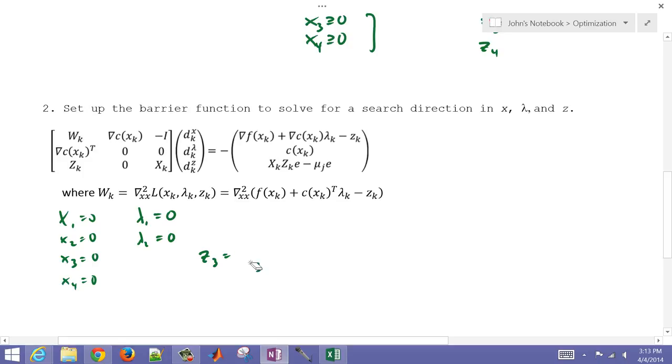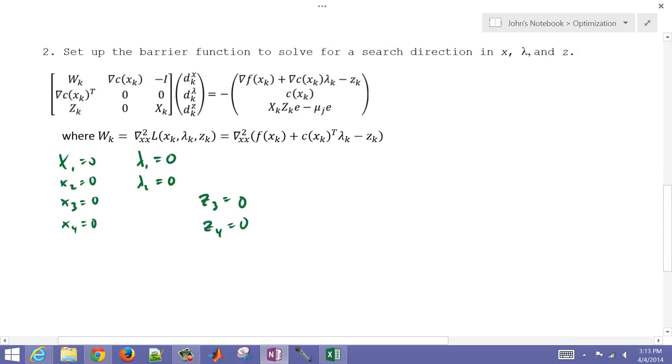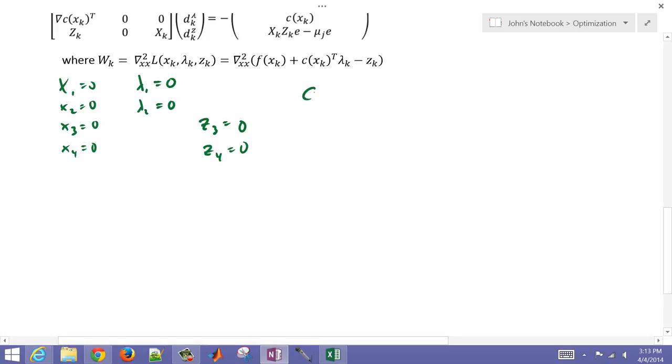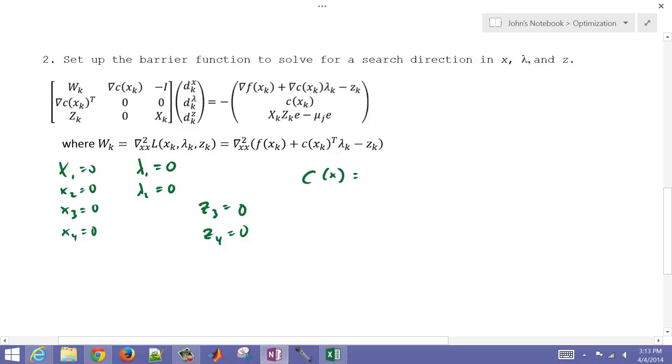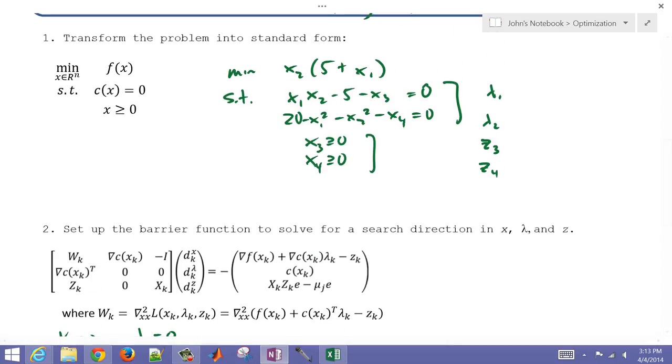Okay, so let's just choose z equals 0. We might have a matrix of zeros there. Let's go ahead and just start deriving this. Now we need c, right? We need c of x. And what is that going to be for this if I had zeros in there?